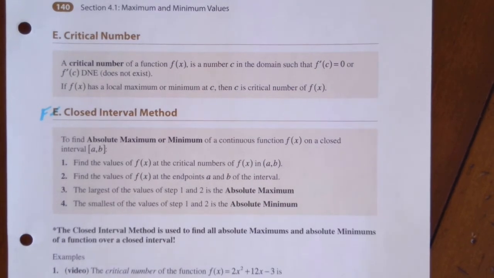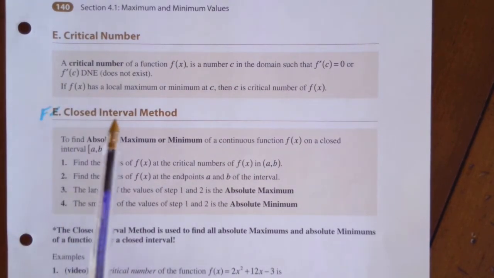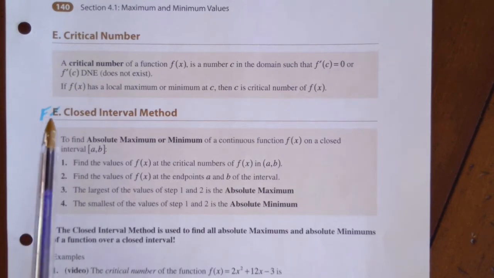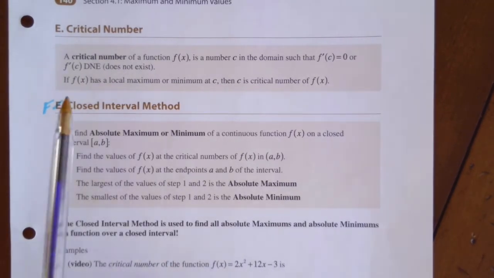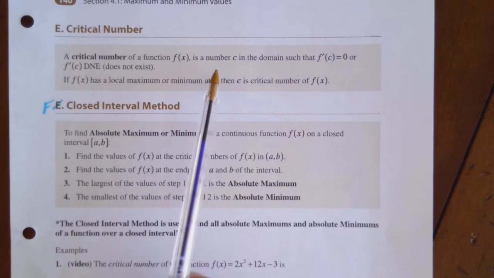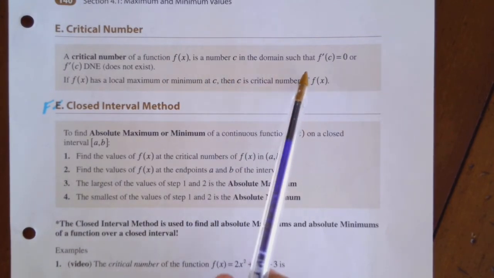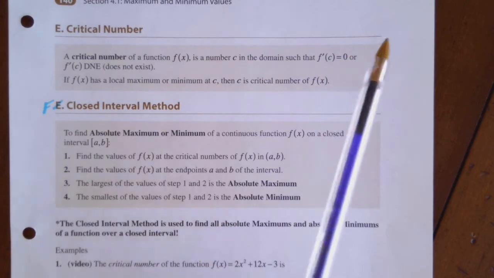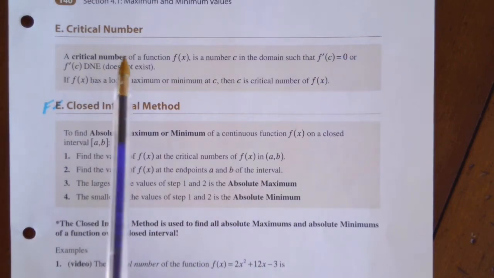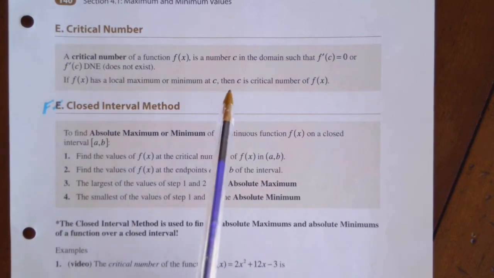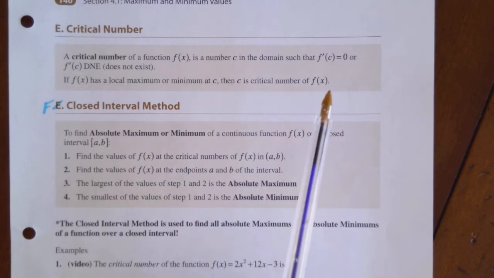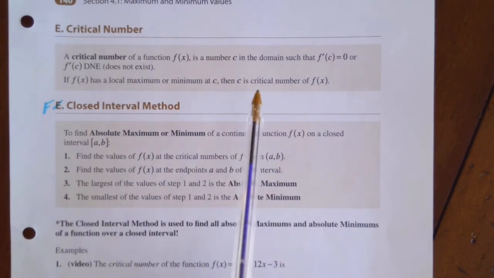So we need to make sure that we are understanding what these things mean. Now let's look at E, which is critical numbers, and then this should be F. I think that's a typo. I don't know if that got fixed on your guided notes or not, but next letter up. So critical numbers. A critical number of a function f of x is a number c in the domain such that the derivative of c equals 0 or the derivative does not exist. If f of x has a local max or minimum at c, then c is a critical number. We know that because the derivative is 0, right?